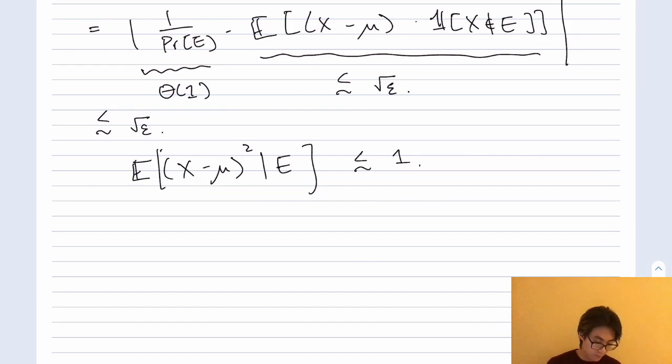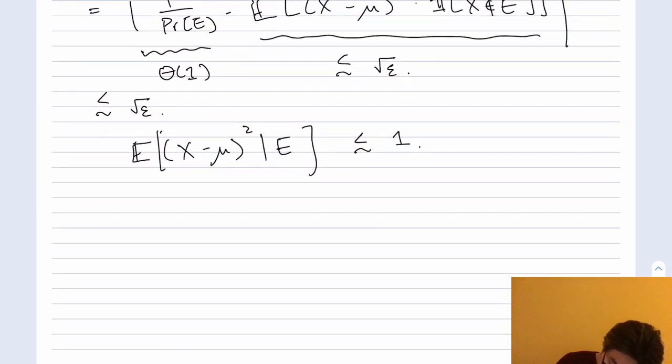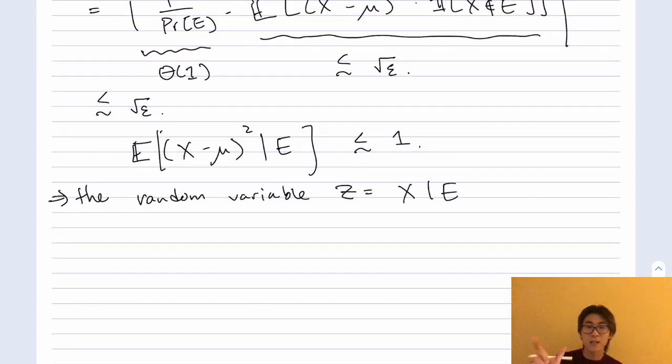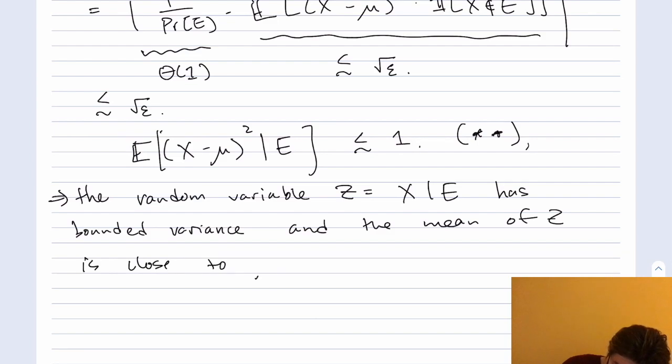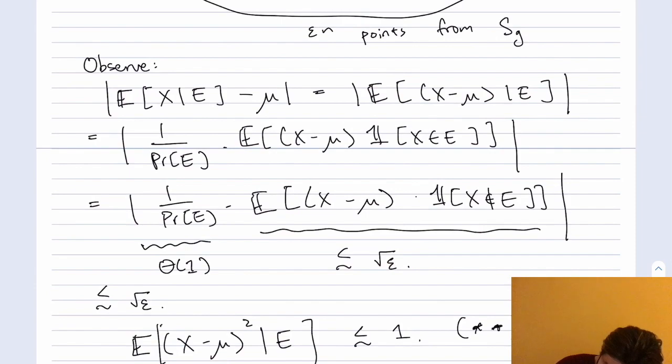Okay, so why have I done these things? Well, the point of these two calculations is that this implies the random variable, let me call it Z, which is just X conditional on the event that it lands within this critical interval, has bounded second moments, or bounded variance. So that's what this implies. Let me call this star star. And the mean of Z is close to mu. So that's what this implies. Let's call it star star star.